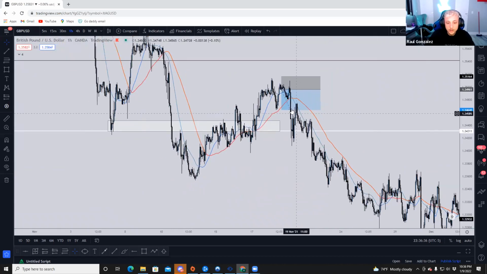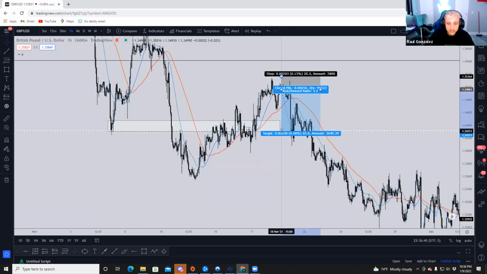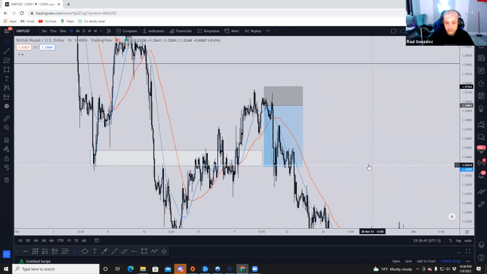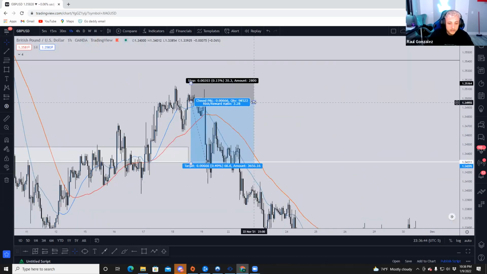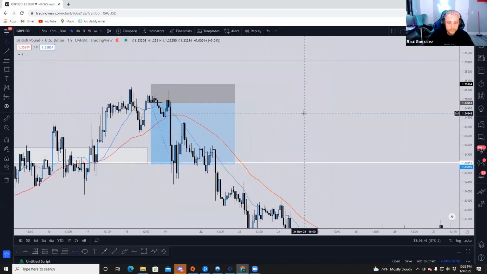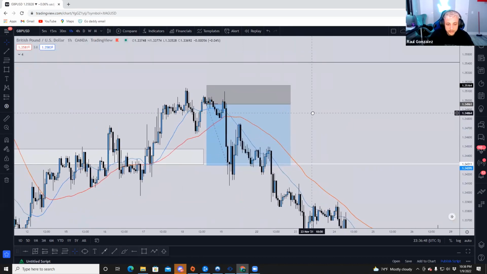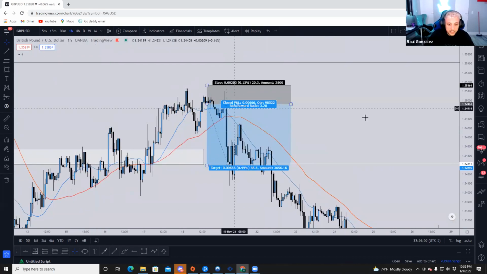The smarter target would have been daily support, which is this area over here, down here, which would have been about 3.26 times your risk. So that would have been the overall target. And then you could have potentially even taken another position after this hour close.